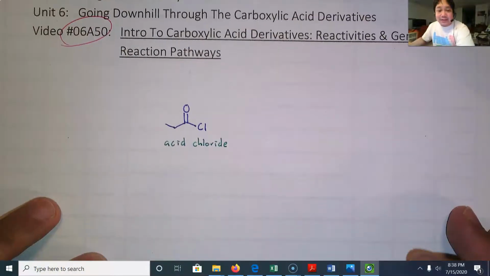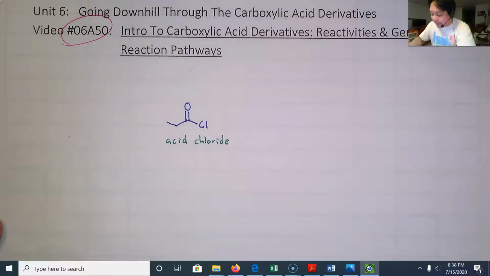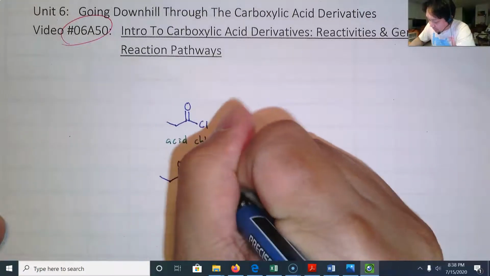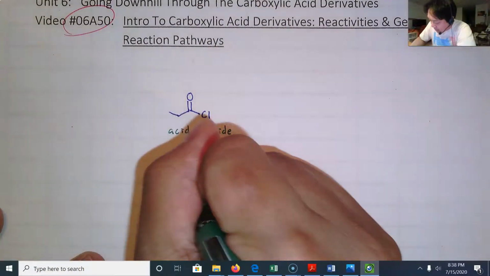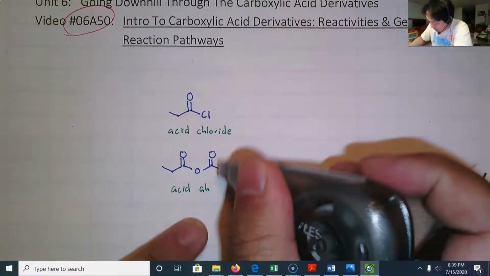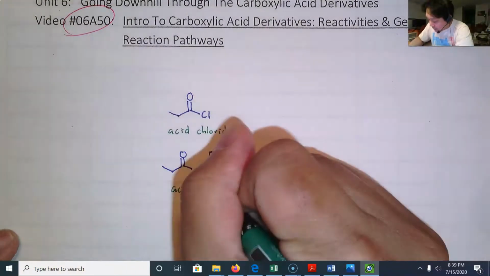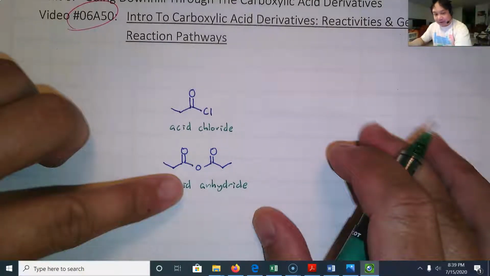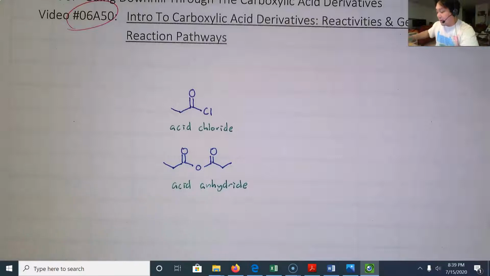Okay. The next derivative, and I'll explain why these are derivatives, but let me draw the 4 derivatives first. The next derivative is called an anhydride, or an acid anhydride. A-N-H-Y-D-R-I-D-E. Either acid anhydride or simply anhydride. It's oxygen flanked by both sides with a carbon-oxygen double bond.